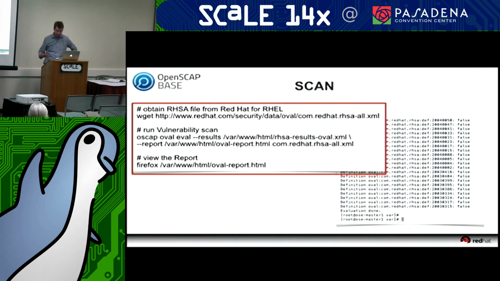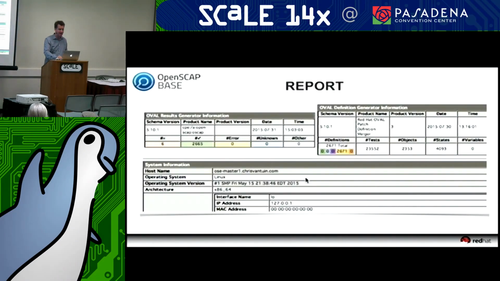And so I can go ahead and pull down the security content. I can then run the vulnerability scan here with OSCAP using the OVAL option now. And then you can actually view the report. And in real time, you'll see the output on the command line of every CVE check, and whether it's false or positive. And then once it's done, I can go ahead and view the report in the web browser.